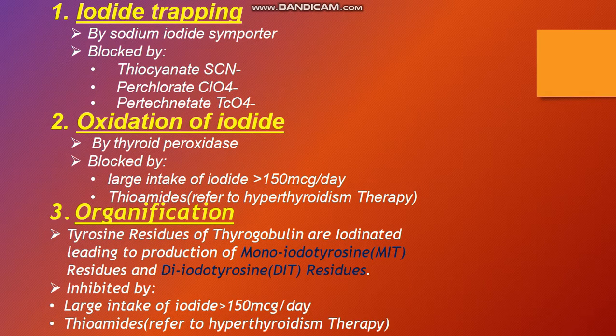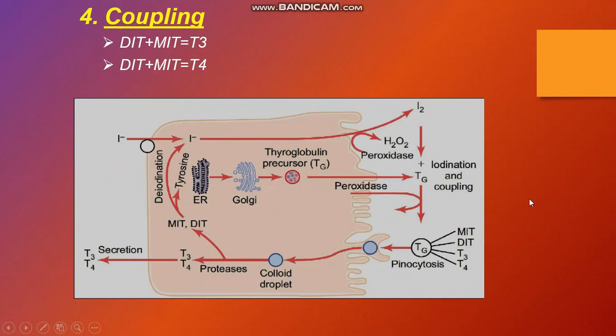Organification: tyrosine residues of thyroglobulin are iodinated, leading to production of monoiodotyrosine, MIT, residues and diiodotyrosine, DIT, residues. Inhibited by large intake of iodide, more than 150 micrograms per day. Thioamides refer to hyperthyroidism therapy. Yes, you're looking here, coupling.